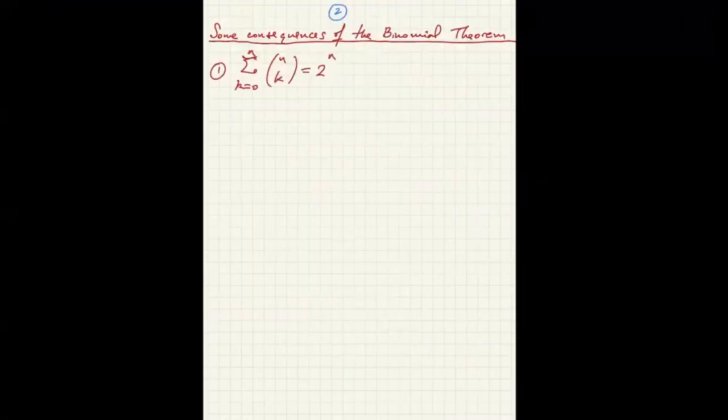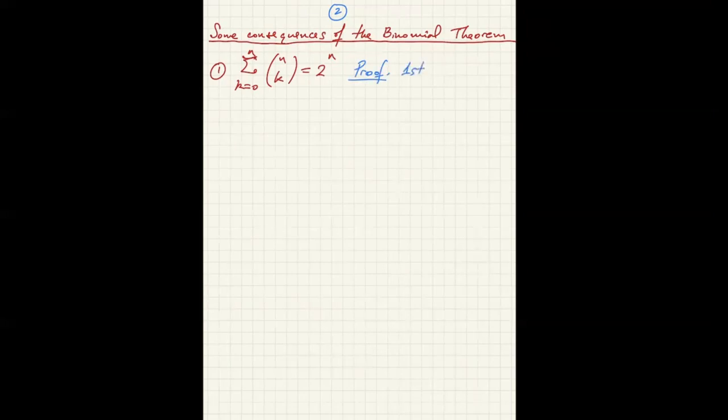Okay. Now let's see some consequences of the binomial formula. One of the easiest ones is to show that the sum of all the binomial coefficients n choose k is 2 to the n. Now you can give two proofs of this fact.